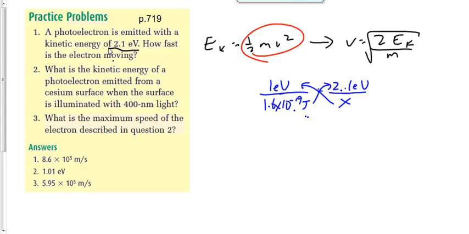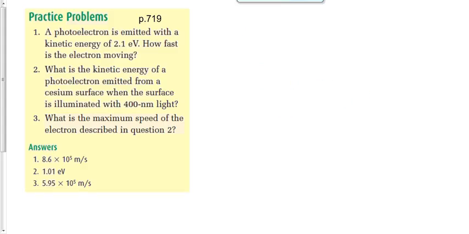All right, let's take a look at question number 2 now. And question 2 and 3 pretty much go together, right? What's the kinetic energy of a photoelectron that's emitted from a cesium surface when we have this light here?